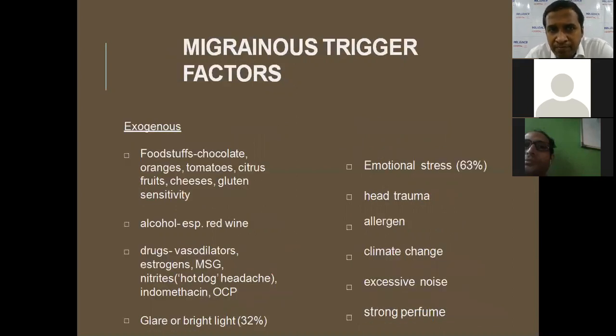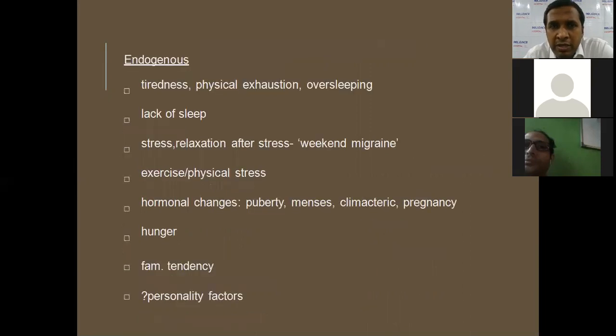So we have the various kinds. Commonly, you have a lot of stresses like foodstuff. So it's chocolates, oranges, cheese, pastas, pizzas, red wine. There are drugs. Then there are things which contain monosodium glutamate, OC pills, bright lights, emotional stress, head injuries, change of climate, change of noise, strong perfume, etc. So you acquire triggers. This is also too much sleep, too little sleep, too much exercise, too little exercise. So you acquire triggers along the way. But the commonest triggers are the food and environmental triggers.